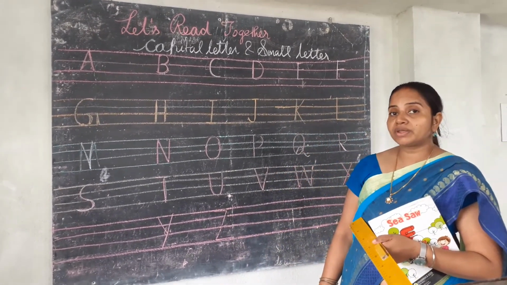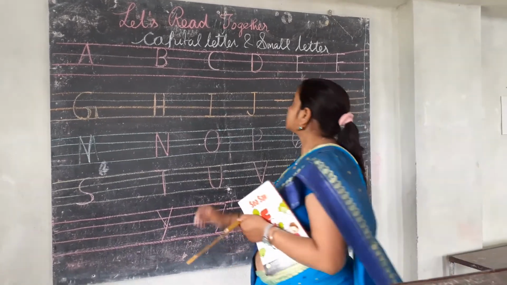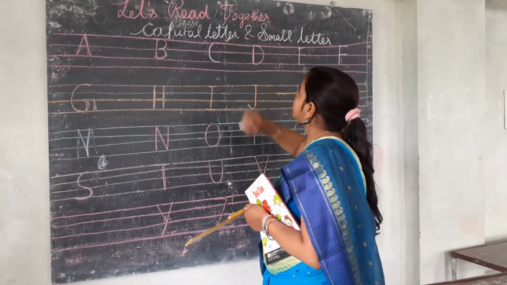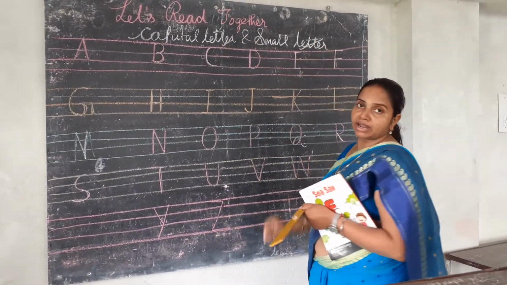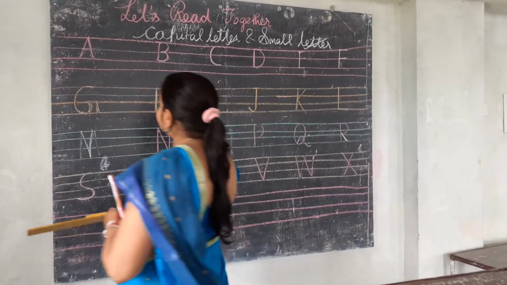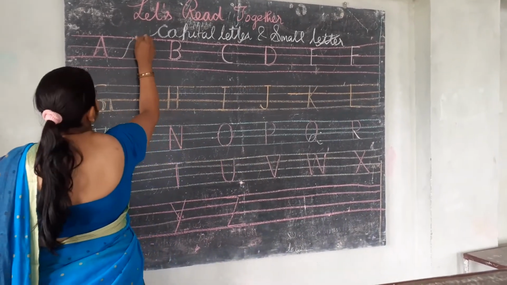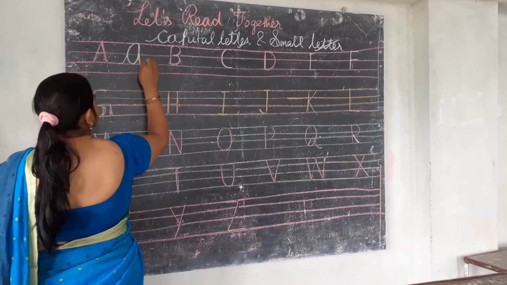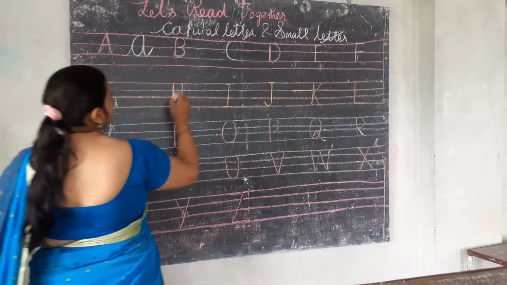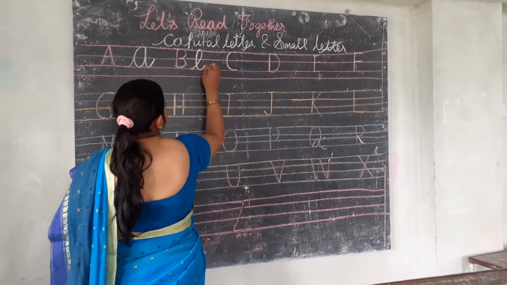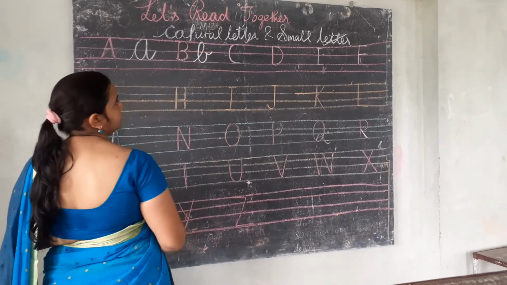Now let's see how we write a small letter. Okay, we have seen the capital letters here, we have to see now the small letters. So how do we write the small letter? We'll take it up like that, A. This will make your A. And then we'll go with B. Okay, this way we'll write B.